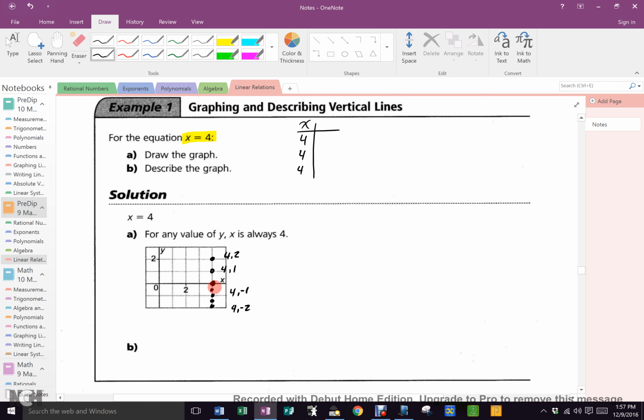What's that point? What's that point? Say that again, Taylor. You just draw a line because X is always 4. Now describe it. It's a vertical line.